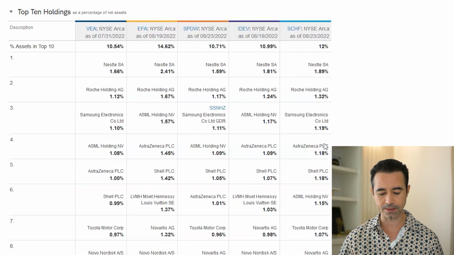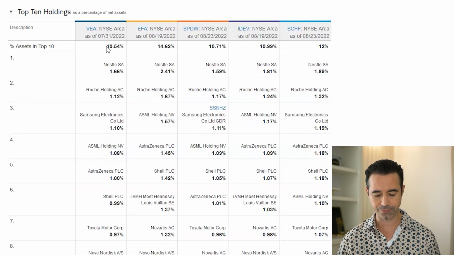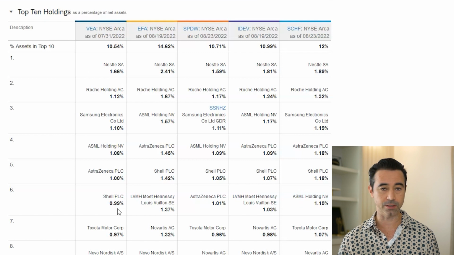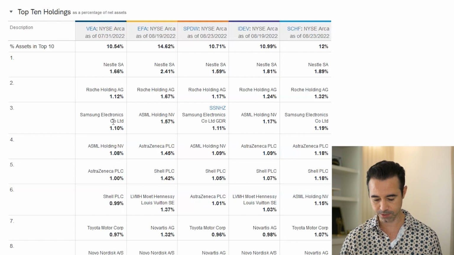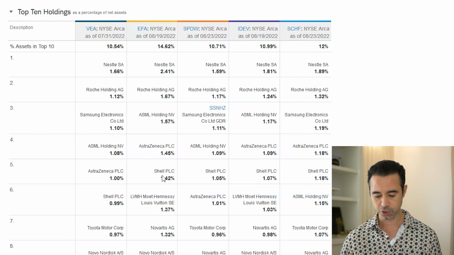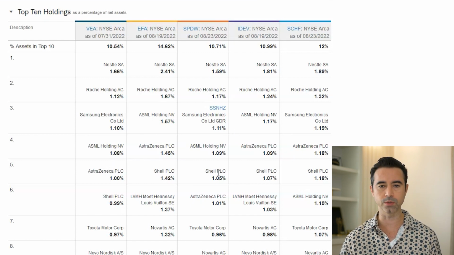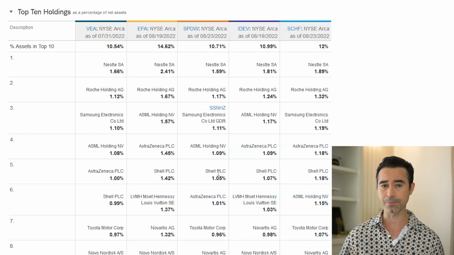Next up, let's take a look at the top 10 holdings if you want to see that. Nestle is at the top of VEA, and Nestle is in the top of all of these, so they all like Nestle. We see quite a few different stocks in the top few. Samsung's on here a few times. Shell is on here. AstraZeneca is in a few of these as well. So you're going to see some overlapping stocks.